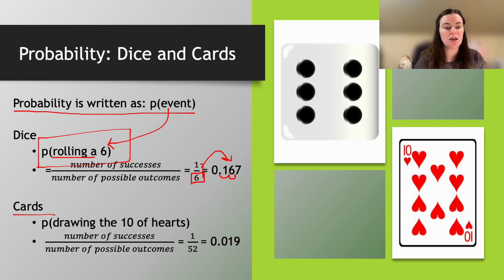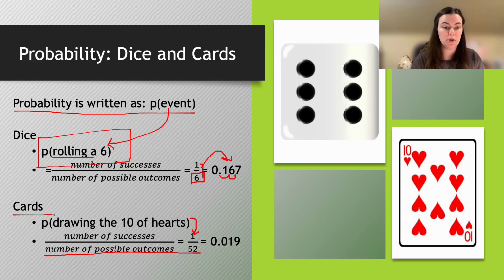But what about if I took a standard deck of 52 cards? What is the probability of drawing just the 10 of hearts, so that one specific card? Well, again, I know that there's only one card in the entire 52 that is the 10 of hearts, so my number of successes is 1, right? There's not multiple of those cards within the deck of 52. But my number of possible outcomes is 52.